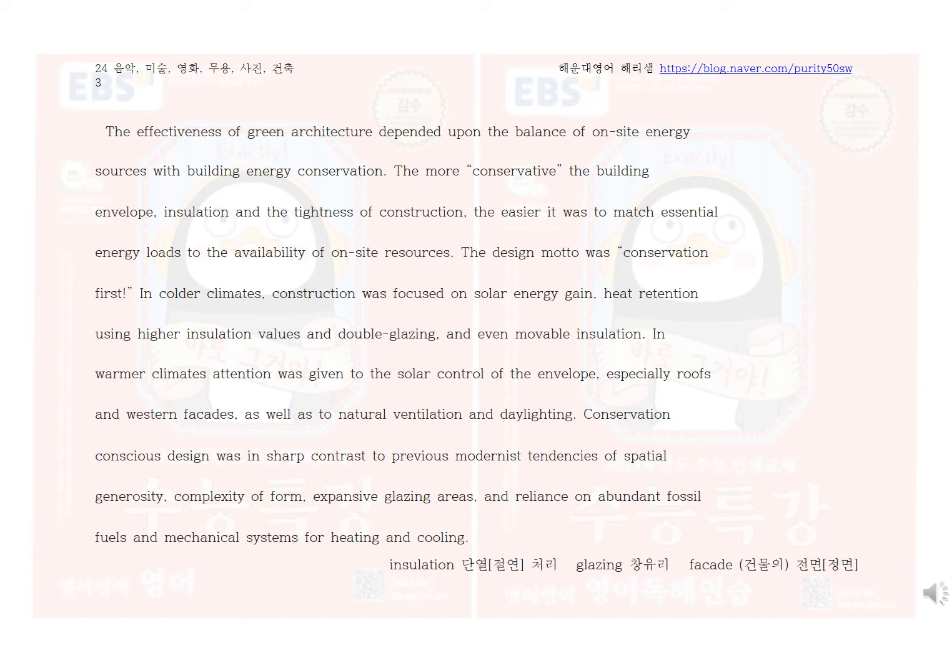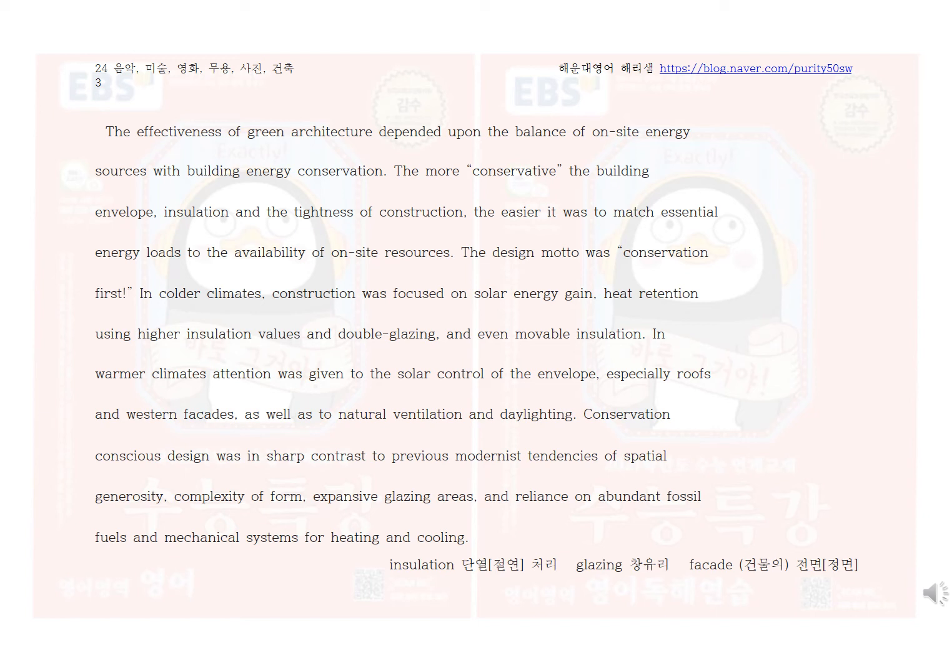In colder climates, construction was focused on solar energy gain, heat retention using higher insulation values, and double glazing, and even movable insulation. In warmer climates, attention was given to the solar control of the envelope, especially roofs and western facades, as well as to natural ventilation and daylighting.